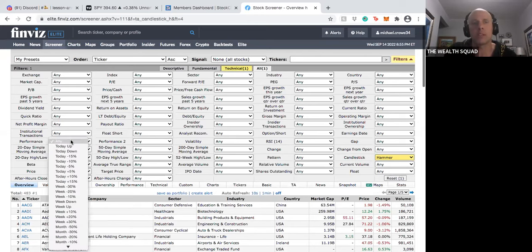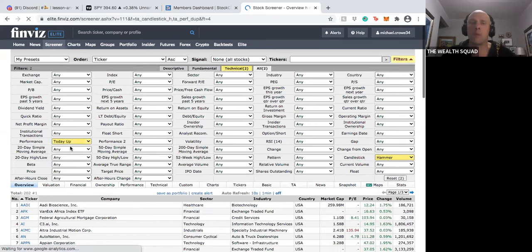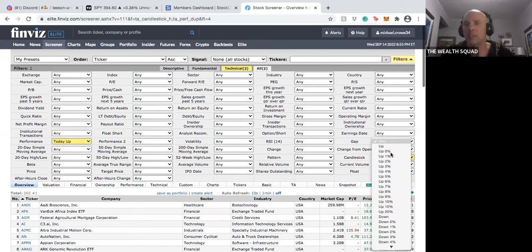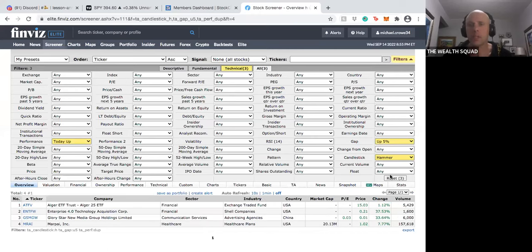So you could take performance today up, right? And going back to when I did the training on trading the gaps, I told you that I look for things that are up between 3 to 5%, because those are good, strong indicators of momentum to the upside or to the downside. So your job is to narrow down your watch list and look at very specific numbers. So we went from 483 opportunities to 4.